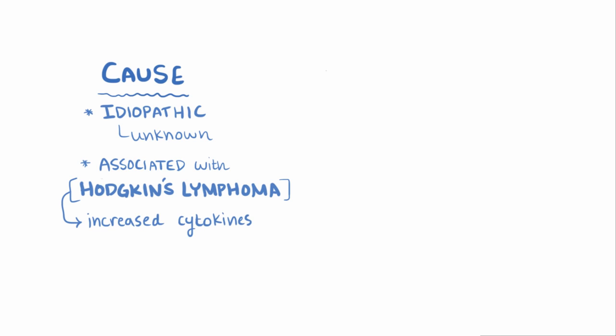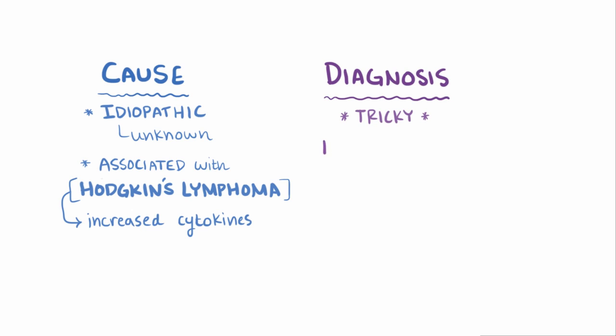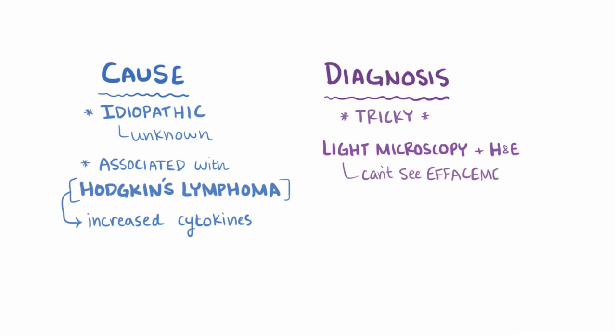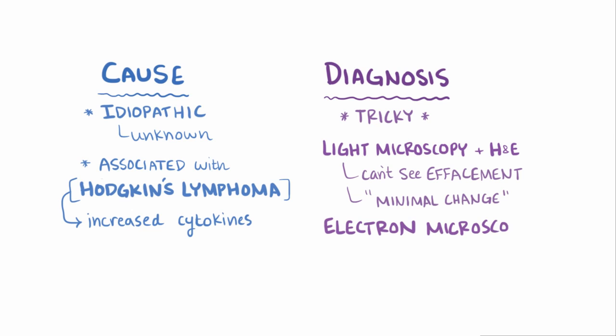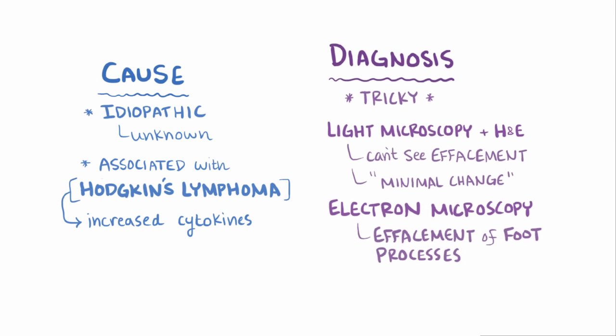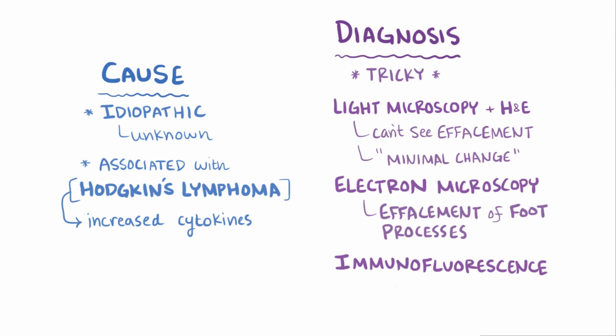For diagnosis, minimal change disease can be kind of tricky. With only light microscopy and H&E stain, you can't see the foot process effacement. And so it seems like there's no change to the glomerulus, hence the names minimal change and nil disease. With electron microscopy, though, you can see effacement of foot processes. Also, immunofluorescence with minimal change disease is usually negative, since the damage is due to cytokines, not immune complex deposition.